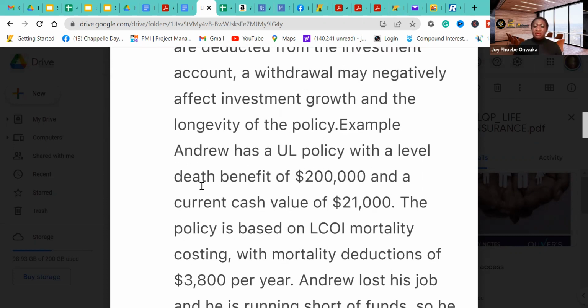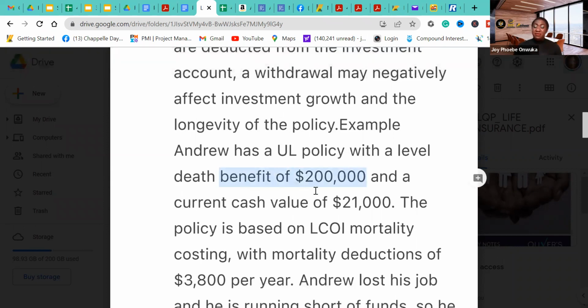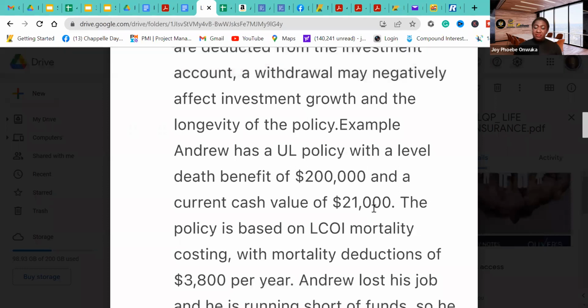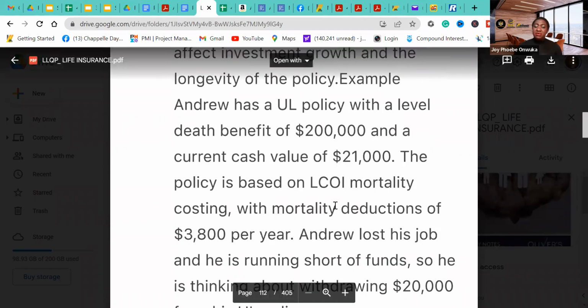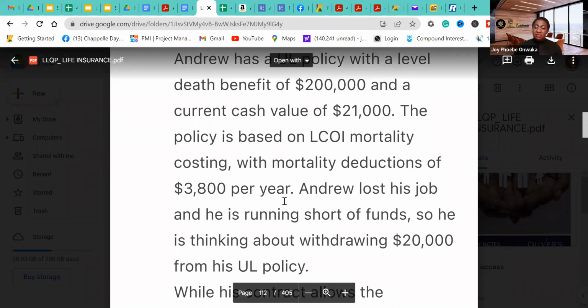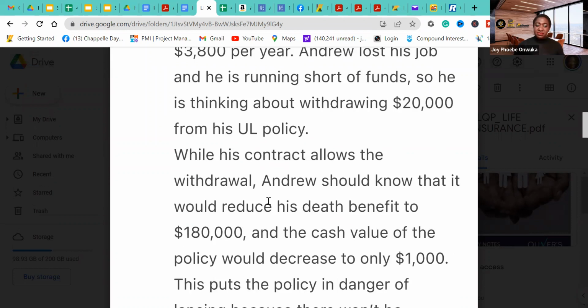For example, Andrew has a UL policy with a level death benefit. Remember, this is a level death benefit of 200,000 and a current cash value of 21,000. The policy is based on level cost of insurance mortality costing with a mortality deduction of 3,800 per year. Andrew lost his job and he is running short of funds. So he is thinking about withdrawing 20,000 from his UL policy.